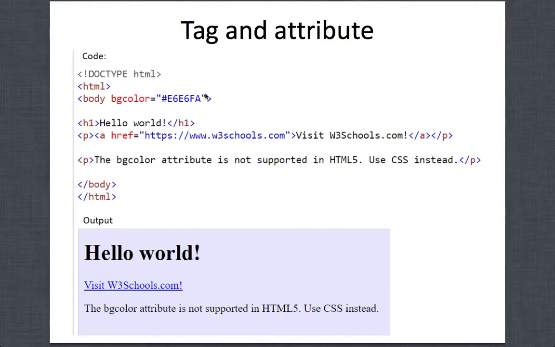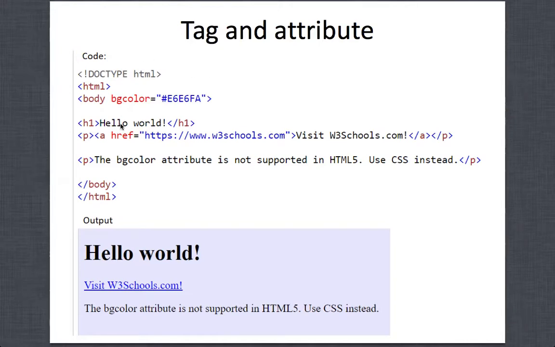Now here there is a code. The color code has been used, but otherwise in our lab sessions we have used bgcolor equal to green, bgcolor equal to yellow. So bgcolor is the attribute of the body tag, and yellow, green, other things become the value of those attributes. So everyone should now be able to differentiate between tag and attribute.